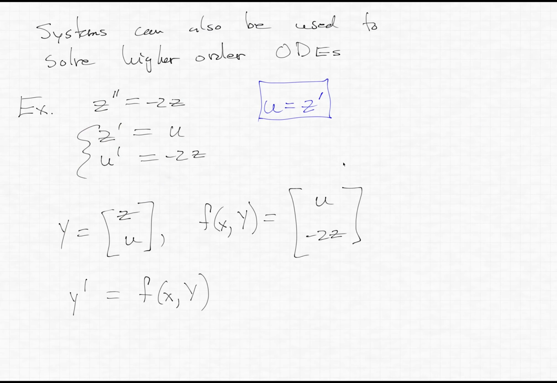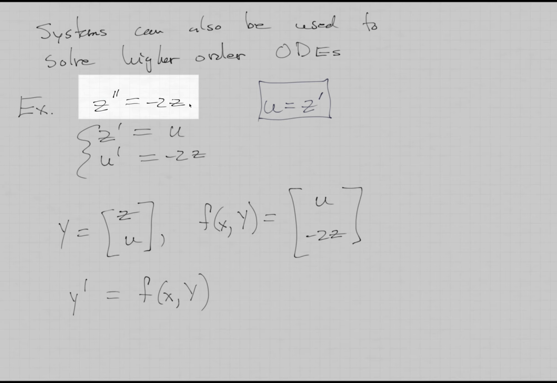Okay. One other thing that's worth pointing out about systems of ODEs is that you can also use them to solve higher order ODEs. So, for example, suppose you wanted to solve this equation, z double prime equals minus 2z. Well, you might be able to guess what the solution is to that, actually. It's definitely a well-known function that you know.